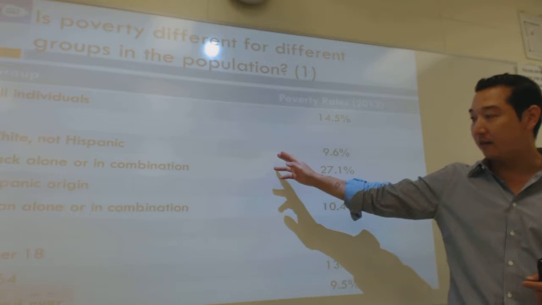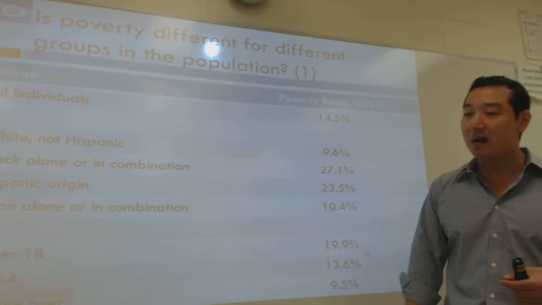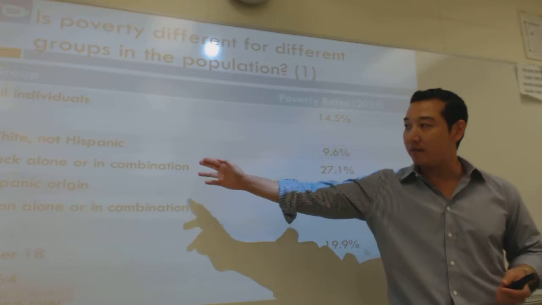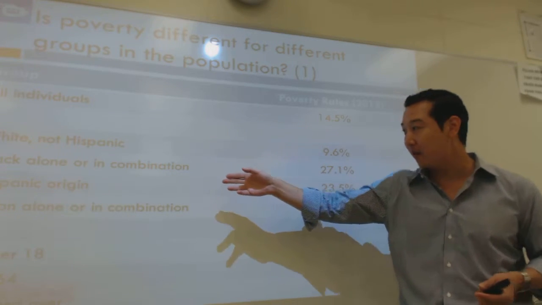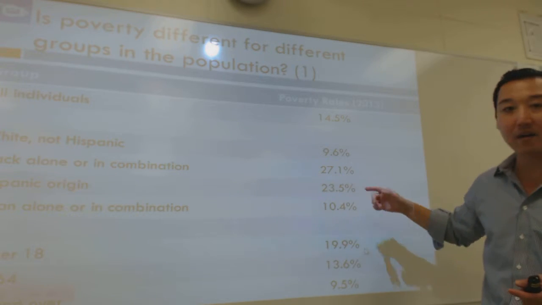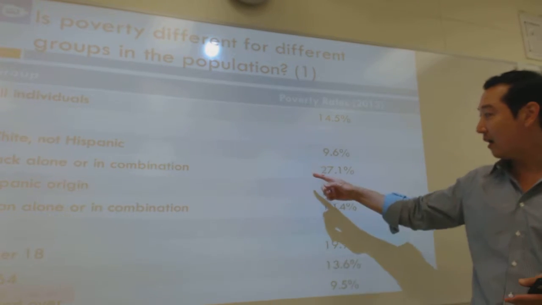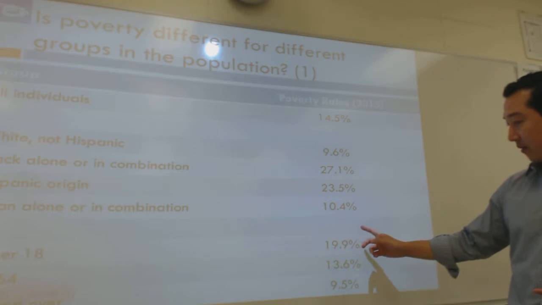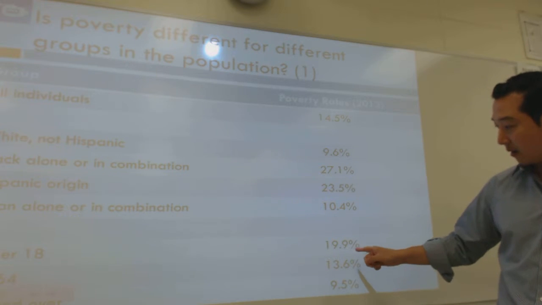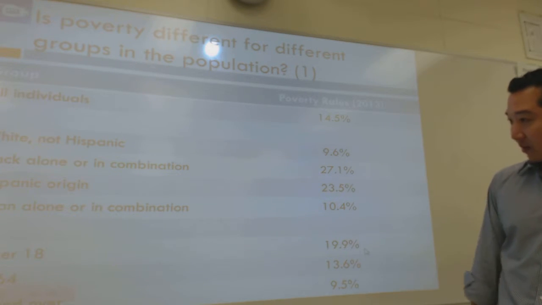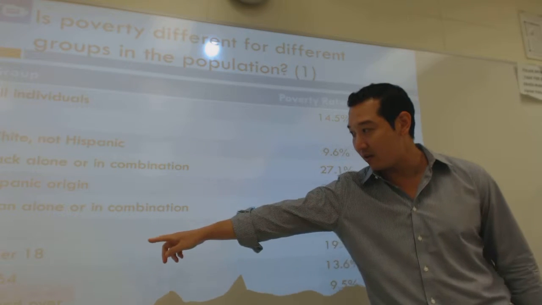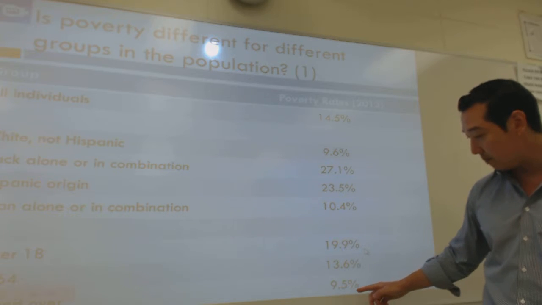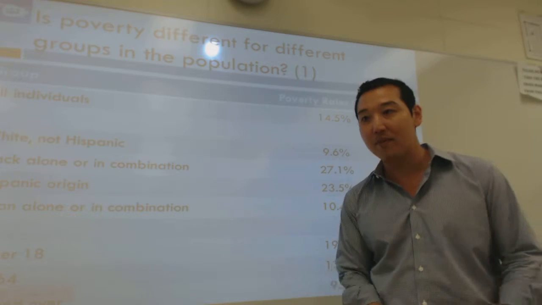And then you'll note a second category here, Black alone or in combination. Some people self-identify with more than one race, and that's the last part of this description here, alone or in combination. And so that rate is a little bit higher, right? The risk of being poor is highest within this particular race category. And you'll note the different poverty rates or the risk of being poor within these different groups. So 19.9%, the risk is highest for kids. So 17 and under, the risk is highest. And then for the older adults or the elderly, the risk is lowest at 9.5%.